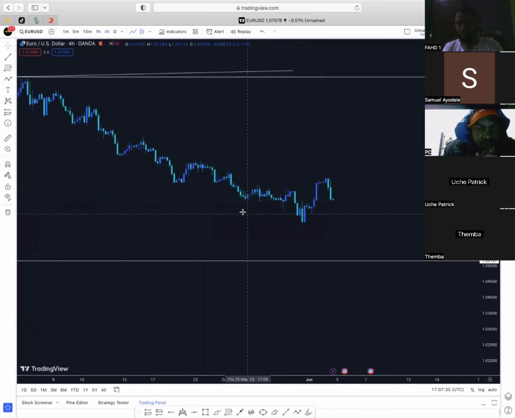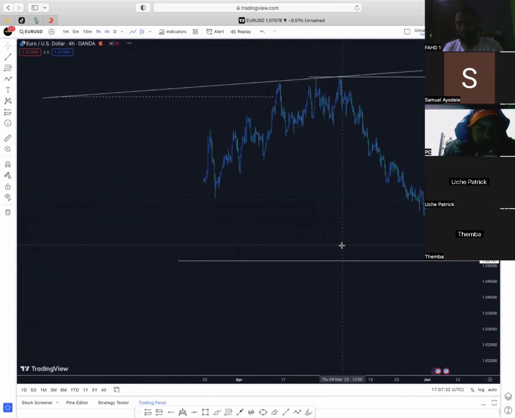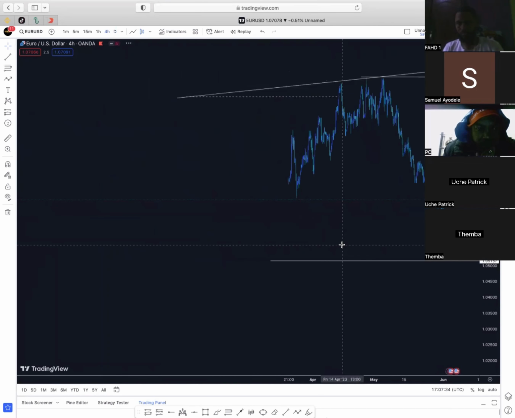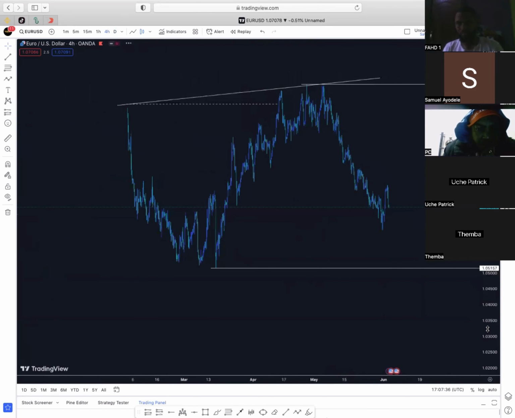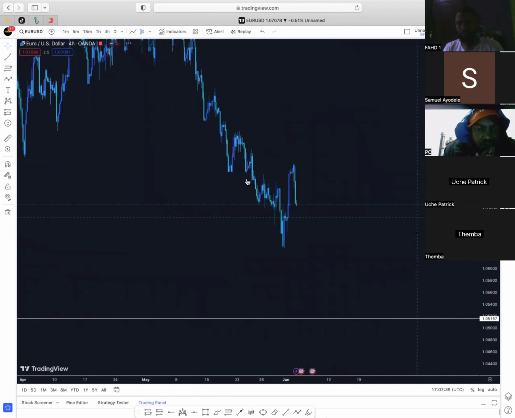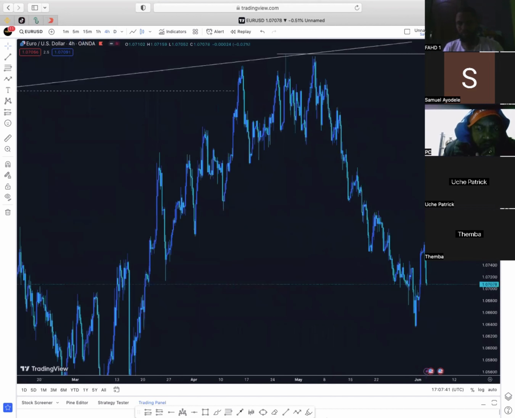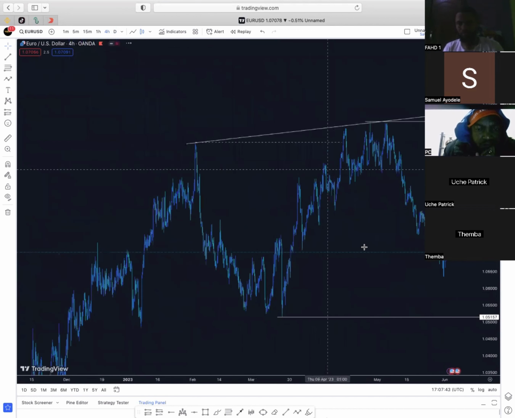You are trading price action. So if you go to a time frame that is looking like you should buy, you should buy. If you go to a time frame that is looking like you should sell, don't hesitate to sell. So now, this is the whole structure we had on the daily. The whole of these things is what we have on daily.